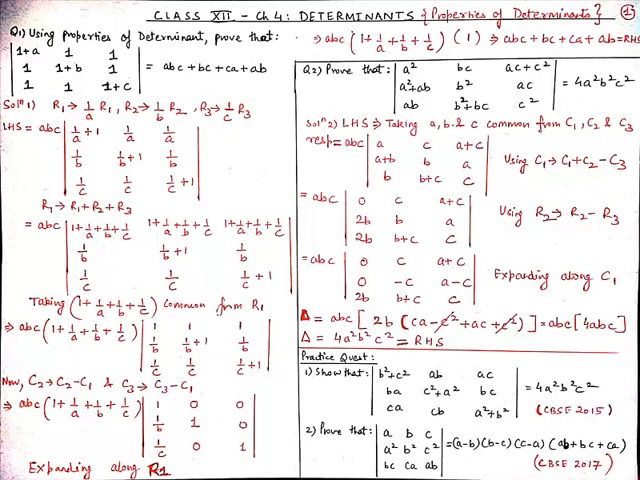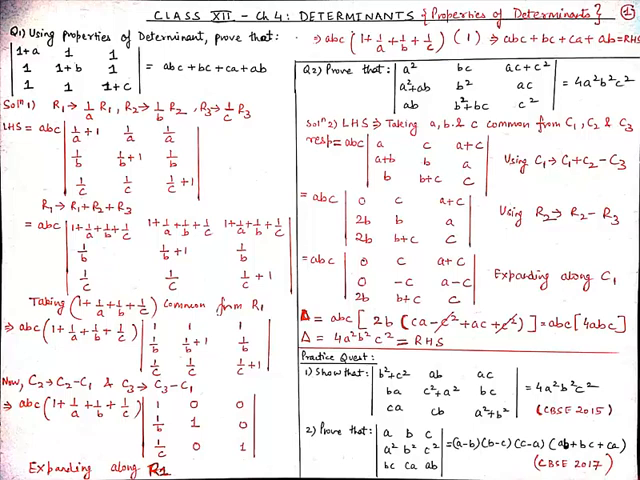And now on expanding it along row R1, we get ABC into 1 plus 1 upon A plus 1 upon B plus 1 upon C into 1. So from here, when we multiply ABC, we get ABC plus BC plus CA plus AB. And this is equal to our RHS. So hence proved.